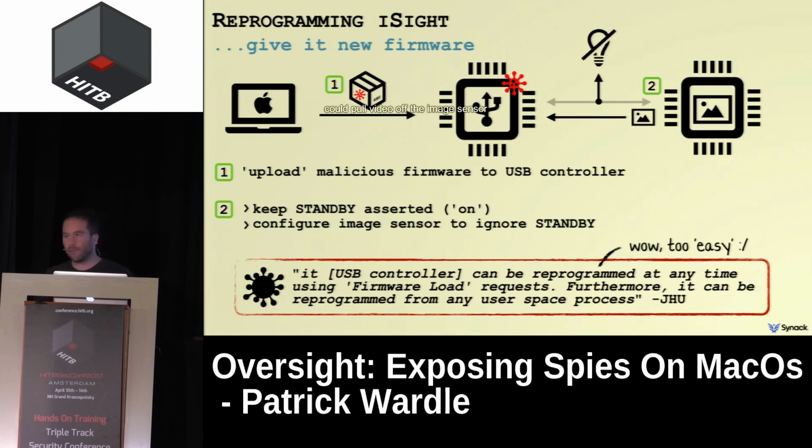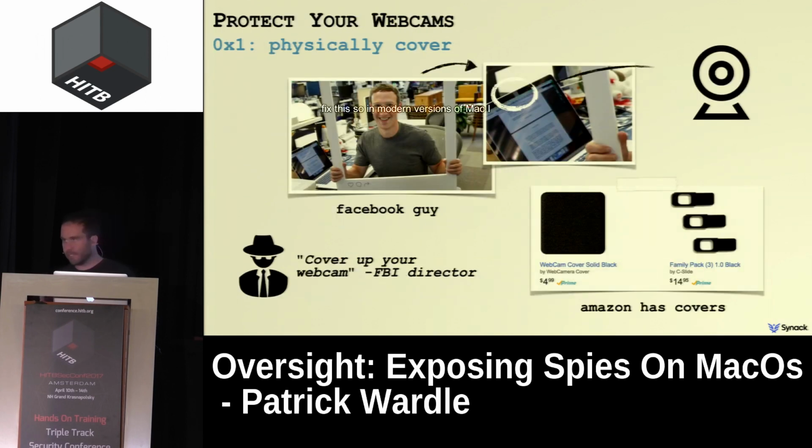So the end result is they could pull video off the image sensor, but the standby pin was still set to on, meaning the LED indicator light was off. So end result, because they were able to upload this malicious firmware and reprogram these components, they could record off the webcam without the LED indicator light coming on. Luckily, Apple fixed this, so in modern versions of Mac, I believe the LED indicator and whatnot is not programmable, or the firmware has to be signed. I haven't really dug into it, but as far as I know, it's pretty secure.